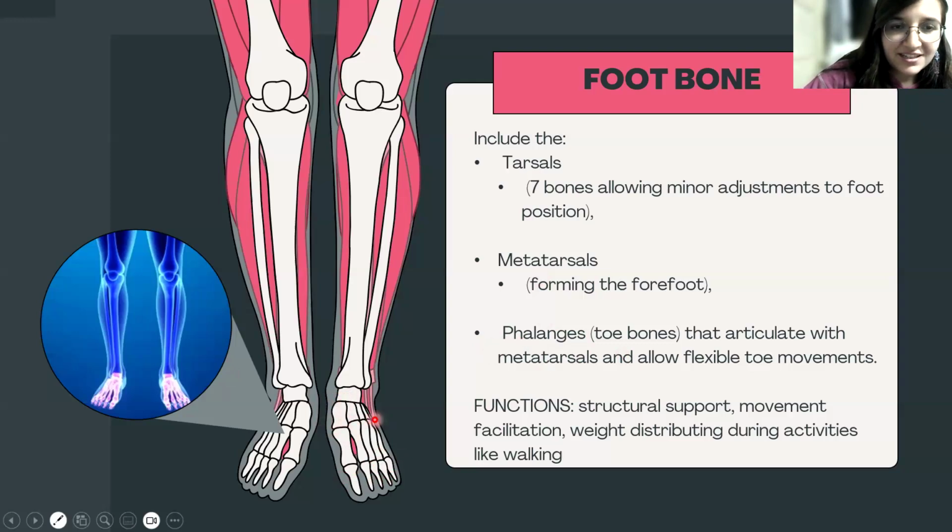Tarsals, metatarsals, phalanges. Okay. The tarsals contain 7 bones so that your body can adjust its positioning. And metatarsals form the forefoot, meaning towards the front of the foot, and phalanges are basically the small, tiny toe bones. Okay, they articulate with metatarsals. Again, they're forming joints with the metatarsals.